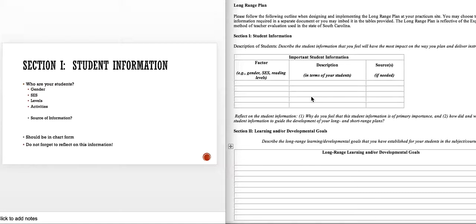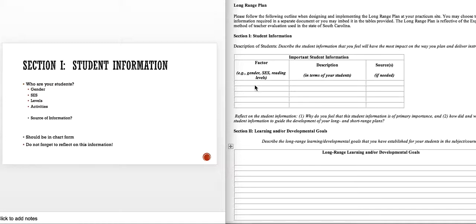So Section 1, and you can see over on the other side of the screen as well, is your student information section. So you're going to provide a description of your students, any information that you think is going to impact the way you plan to teach them. So you could include gender, socioeconomic status, reading levels, math levels, any other levels you may have, activities they participate in or outside of school.